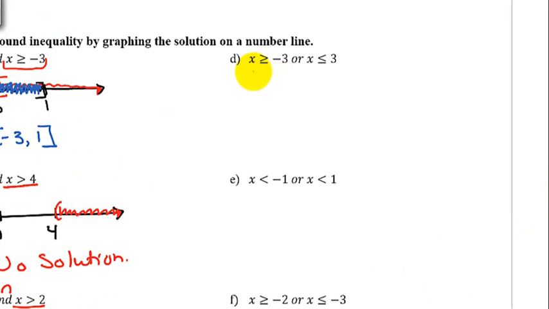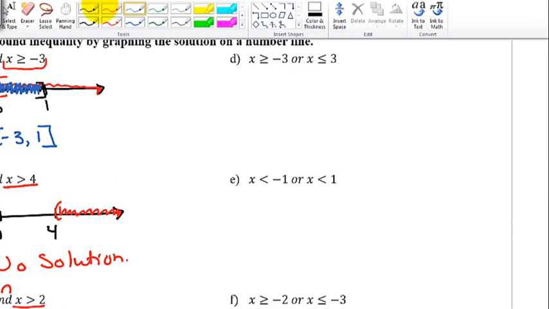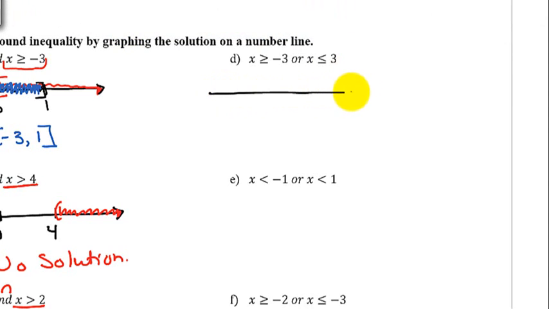In our next example, we have x is greater than or equal to -3 or x is less than or equal to 3. So as long as one of those is true, then it's part of the solution. So put -3 and 3 on your number line. And or means union. So if this or this is true, either one of them, it'll be part of your solution. So the first one is x is greater than or equal to -3. So that's everything to the right of -3. And we use a square bracket because there's the equal sign.